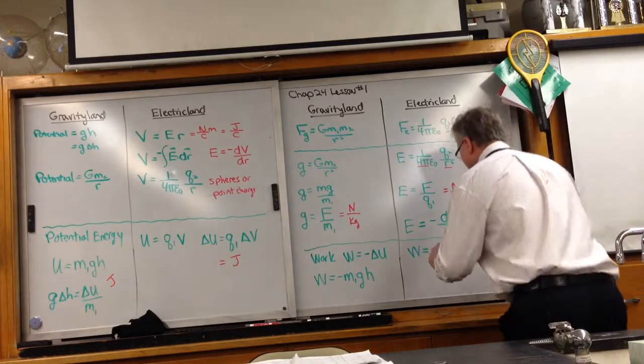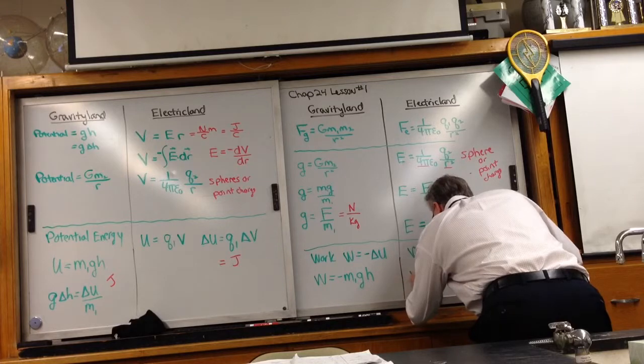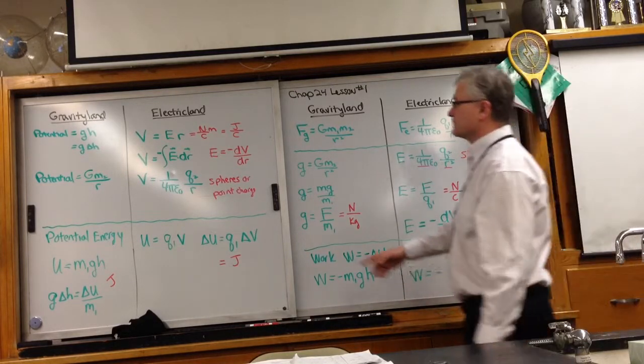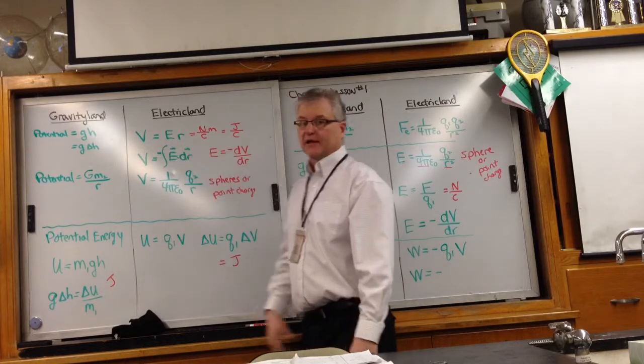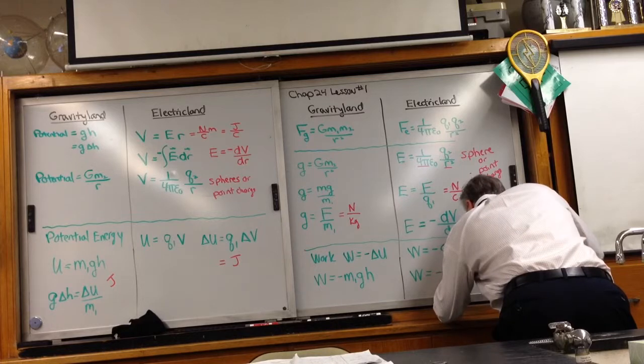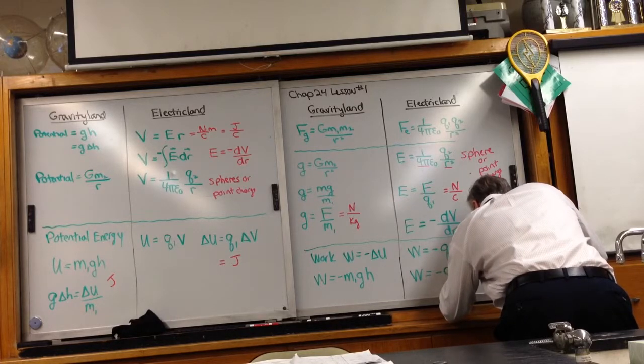Now we can gussy it up a little bit if you like. Work we could also think about as negative. Now what is voltage? Voltage is E times R, if we look at that. So we could say Q1, and then here we could say E times R.